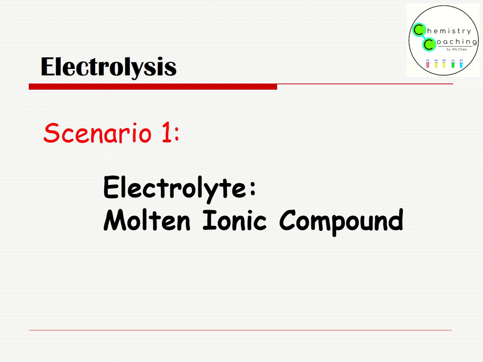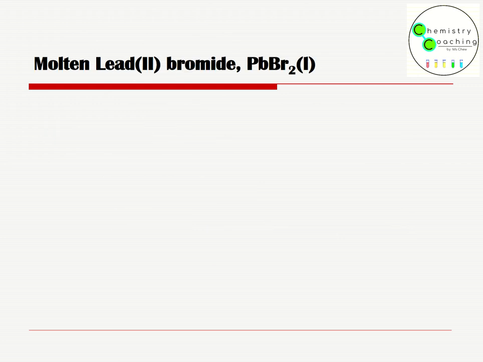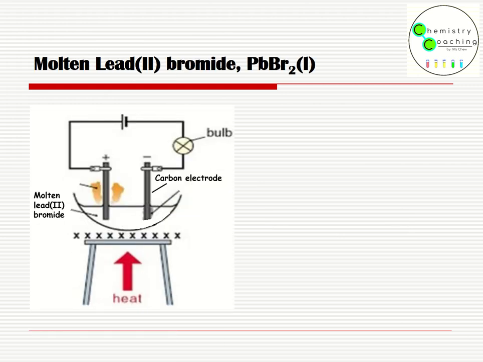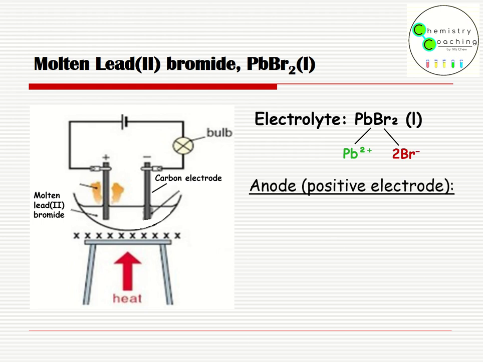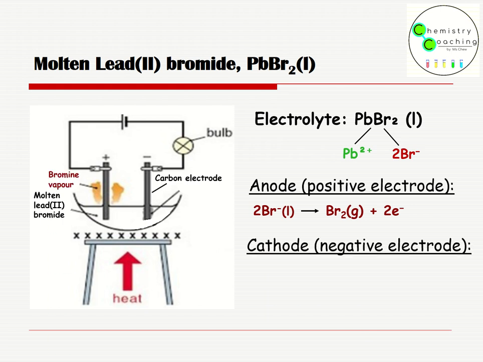Scenario 1. Molten ionic compound, lead bromide, is used as electrolyte. It decomposes into lead 2+ ion and bromide ion, Br-. At anode, the positive electrode, the bromide ion is oxidized and bromine gas is formed. While at cathode, the negative electrode, the lead 2+ ion is reduced and molten lead is formed.